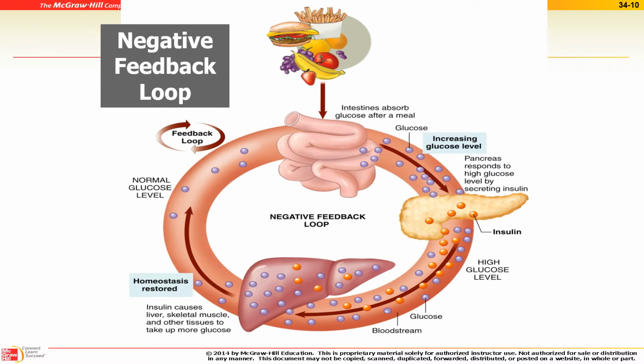This is just another diagram explaining the same phenomenon in a negative feedback loop. You eat, blood sugar goes up. The effect is insulin release. The liver takes in the sugar. Your cells, your muscles take in the sugar. Blood sugar goes down, and then it's redetected that it's normal, and then the pancreas insulin secretion is shut down. So there's a negative feedback loop. The result will stop it.